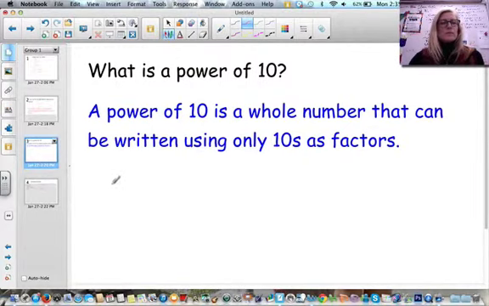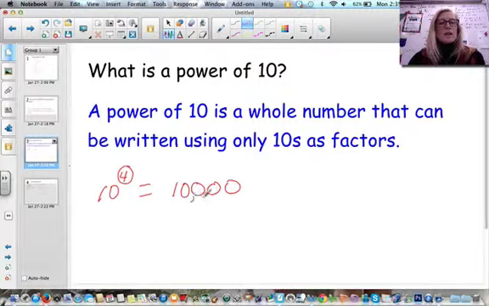So, if I say, for example, 10 to the 4th power, how would I write that in standard notation? If you remember, the exponent tells us that's going to equal the same number of zeros in our answer. So 1, 2, 3, 4. There we go. 10 to the 4th power equals 10,000. If I have 10 to the 6th power, it's going to give me exactly 6 zeros. And we know that that's a million.